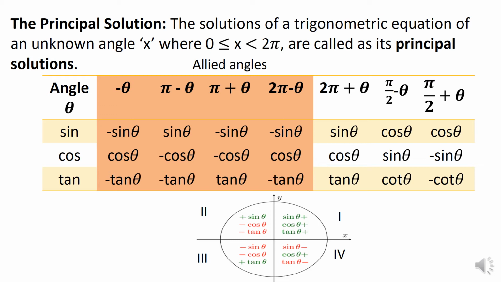What about pi plus theta? The angle pi plus theta comes in the third quadrant, and in the third quadrant, sine is negative. So sine of pi plus theta comes out to be minus sine theta, negative sine theta. And the last one, 2 pi minus theta. The angle 2 pi minus theta comes in the fourth quadrant. In the fourth quadrant, sine is negative, as you can see. So as a result, sine of 2 pi minus theta is minus sine theta.